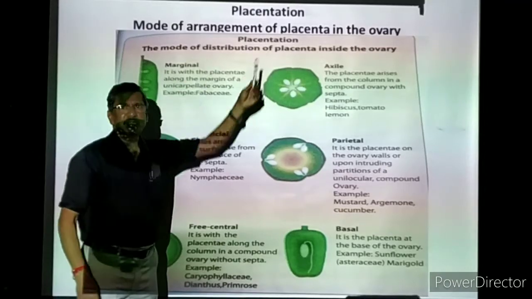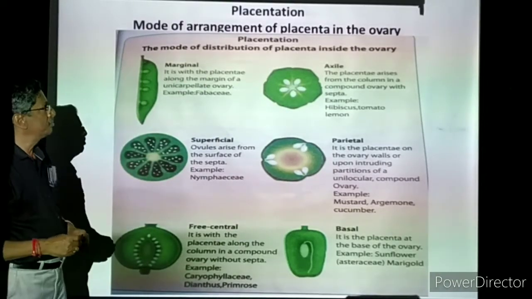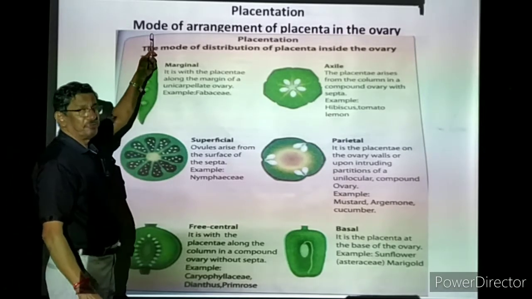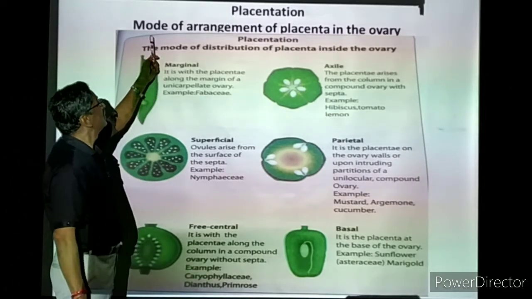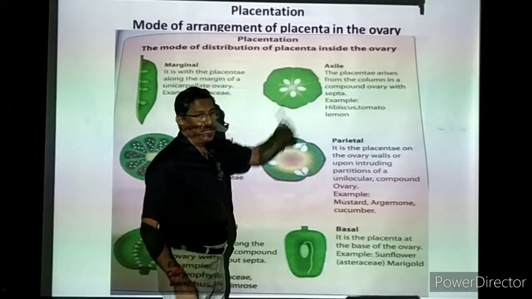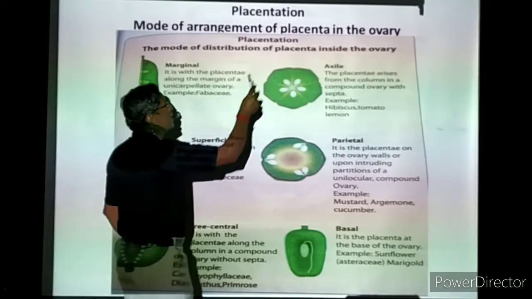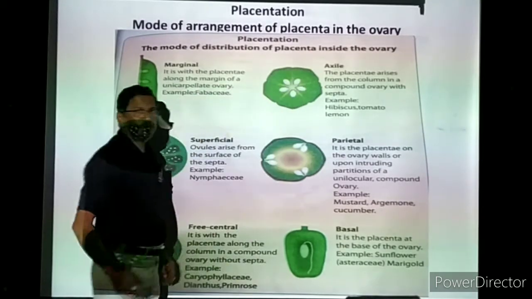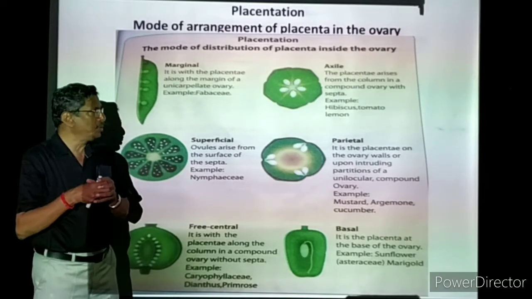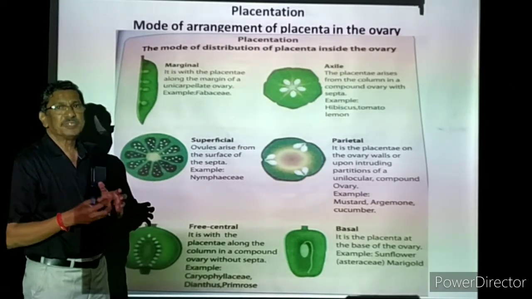The next one is placentation. First we have to know what is the meaning of placentation. It is a mode, means way, of arrangement of placenta in the ovary. The ovary has special tissues called placenta. Only with this special tissue, the placenta, are ovules attached. Okay, they are attached with the carpel.